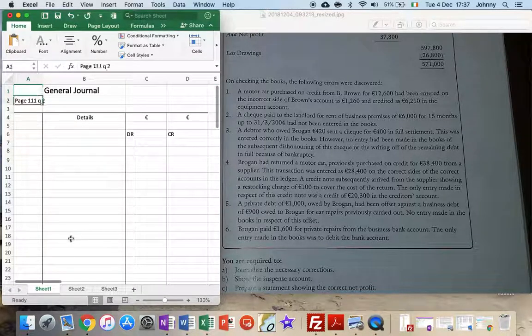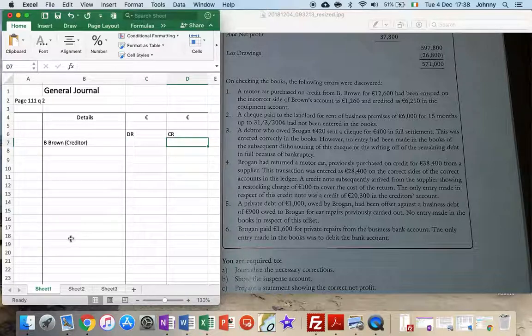Motor car purchase on credit from B Brown for 12,600, entered on the incorrect side of Brown's account as 1260. B Brown, we know, is somebody I owe money to because I bought goods from him. So that means that person's a creditor. So if I put it on the wrong side of the account, a creditor, somebody I owe money to, is a liability. I should have a credit entry in it. I put it in as a debit.